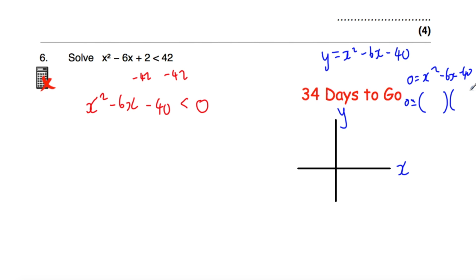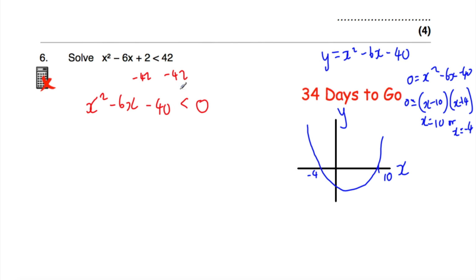So let's factorize it. So we'd have x minus 10 and x plus 4. So that's fantastic. And that means that x equals 10 or x equals minus 4. So we've got our two values of x equals 10 and x equals minus 4. So the quadratic graph would look something like this, where it crosses the x-axis at minus 4 and 10.